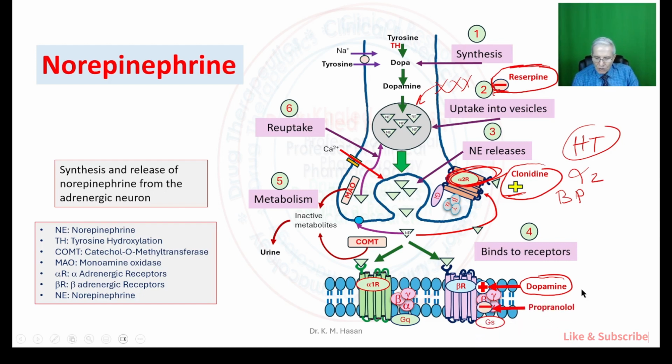Okay, propranolol. Dopamine stimulates the beta receptor. Propranolol blocks the beta receptor, and we can use it for patients with angina, myocardial infarction, and other cases, cardiac arrhythmia, for example. We have several cases. So now we are discussing the clinical application of norepinephrine. We have reserpine, we have clonidine, we have dopamine, we have propranolol.